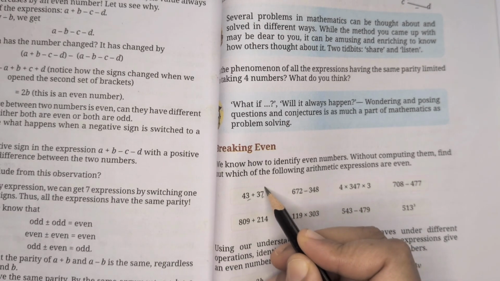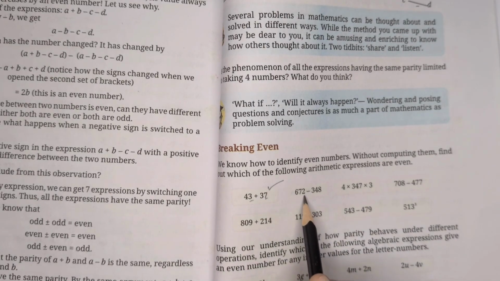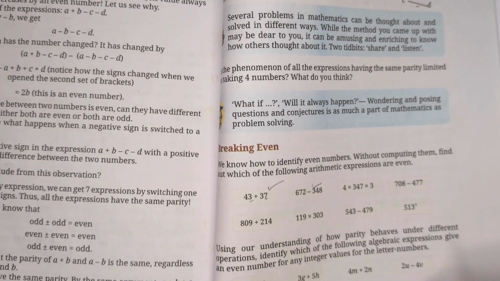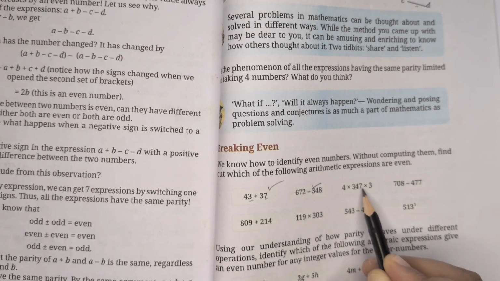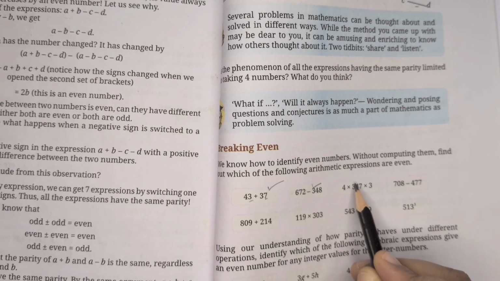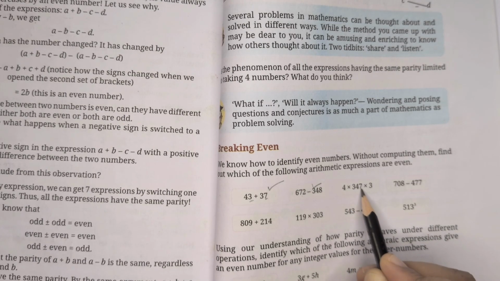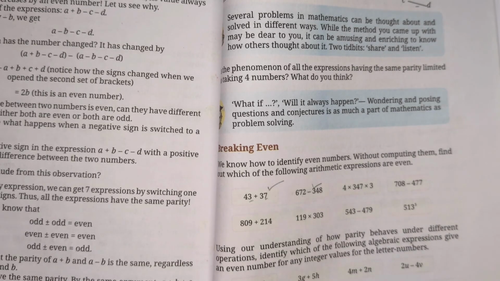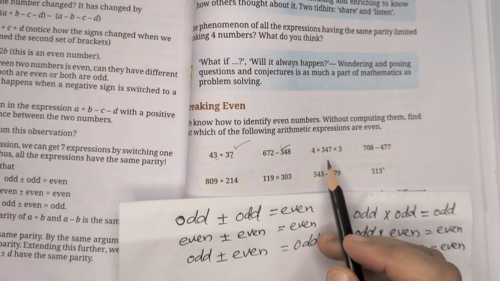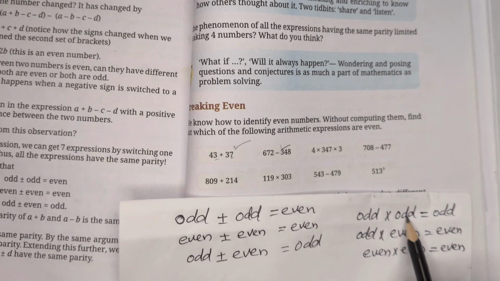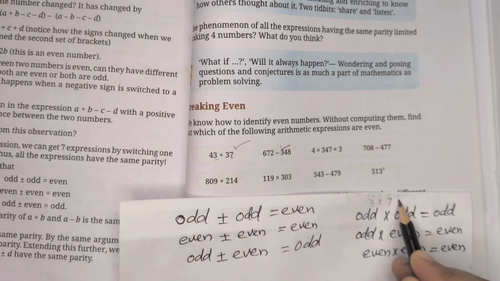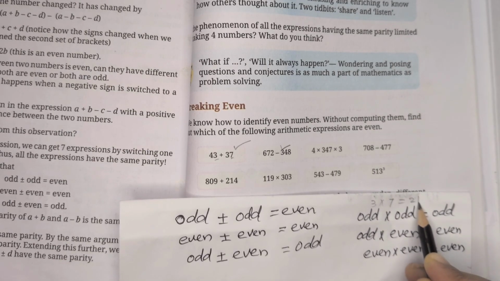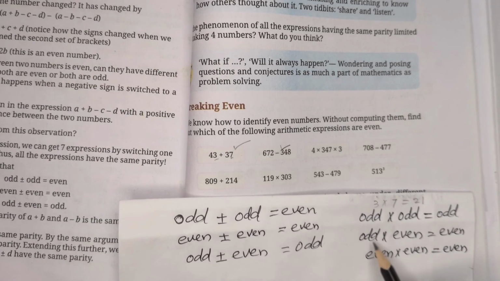So this one, it is even. Here subtraction of even numbers, that is also even. 4 into 3, 12. We are getting the multiplication here. 12 is an even number and 347 is an odd number. In multiplication, odd into odd number, for example, 3 into 7, we are getting 21. Again odd number.